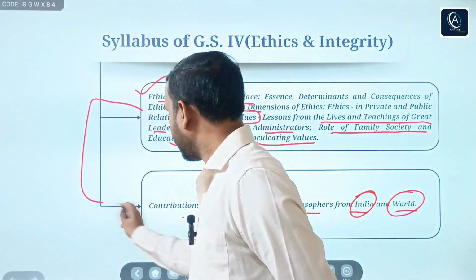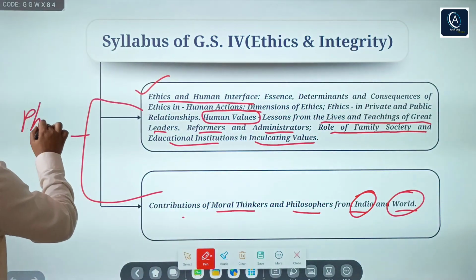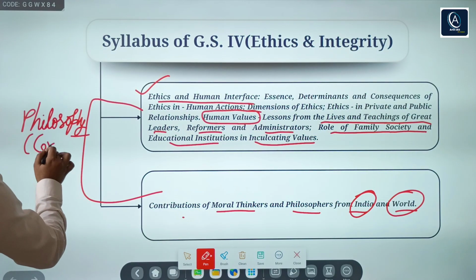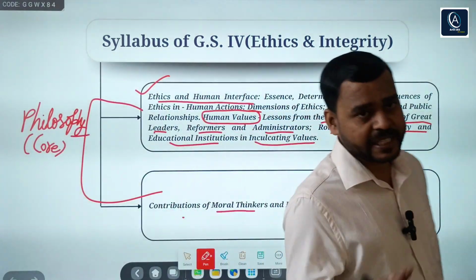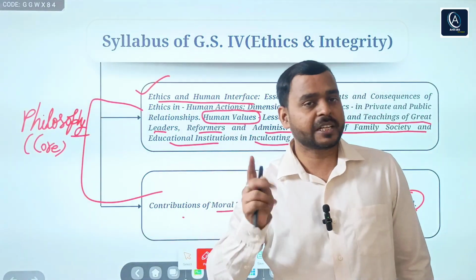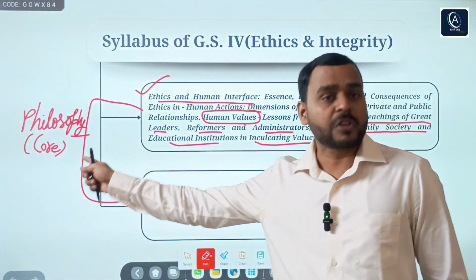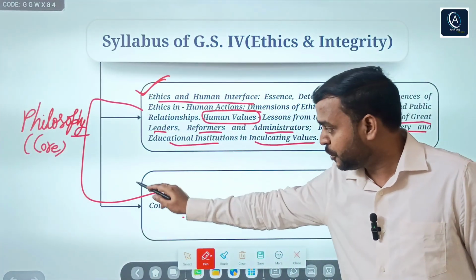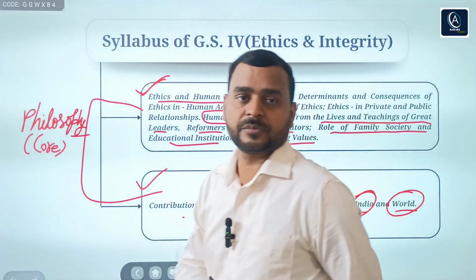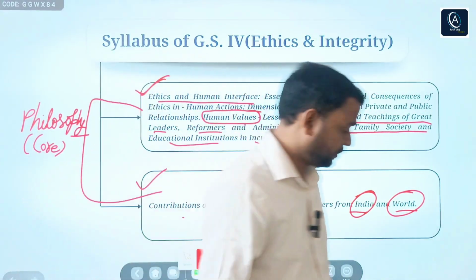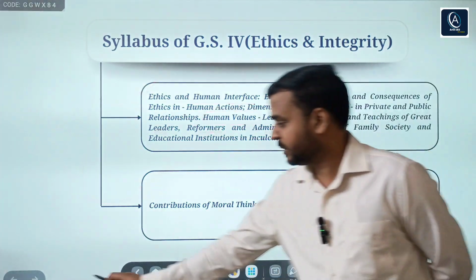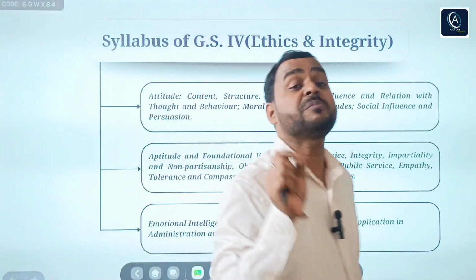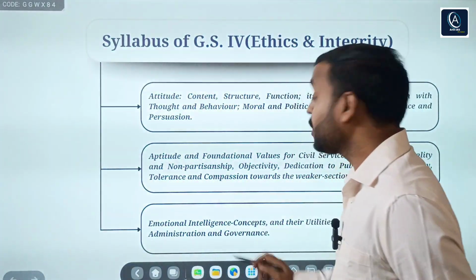And these 2 topics are part of philosophy. Which philosophy? Core philosophy. As I said, these 7 topics of the theory part can be categorized under 3 heads, so these 2 topics are from core philosophy. You need to start from this topic, and after that you should study the topic of moral thinkers and philosophers, India and the world. Then you should go for the other theory part, that is human psychology. So this topic is from human psychology.